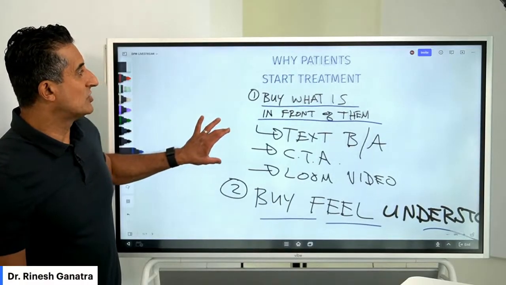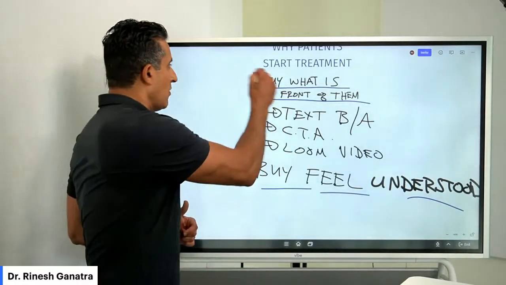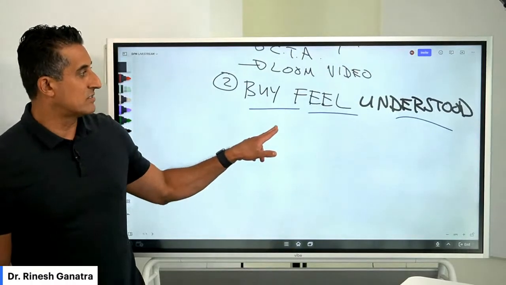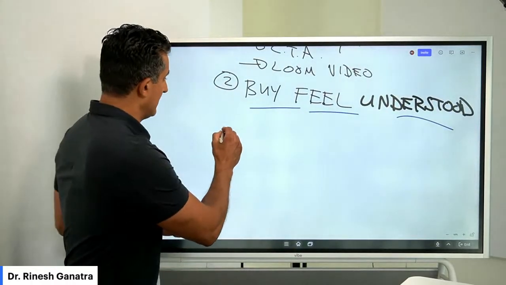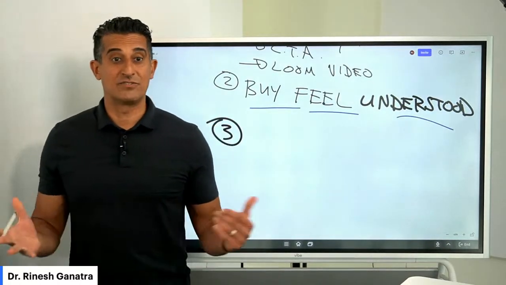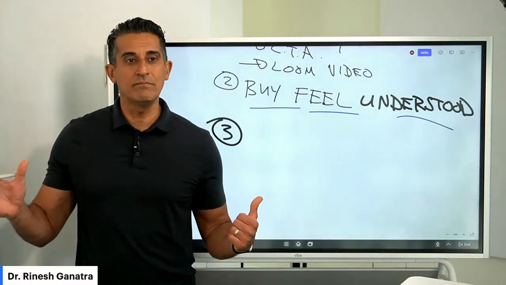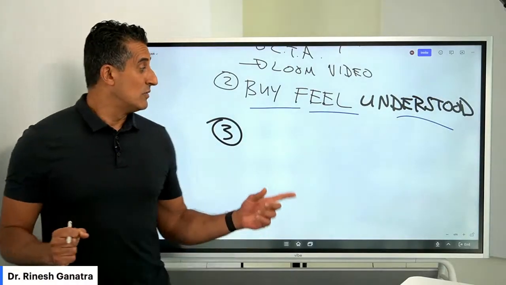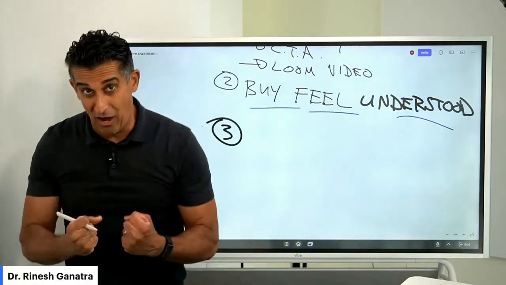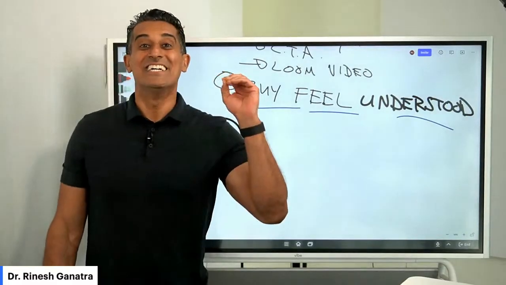We're going over why patients start treatment. Number 1 is people buy what's in front of them. Number 2 is people buy when they feel understood. Third reason, it's a big reason, and this is where a lot of clinicians miss out too. They don't optimize for this reason and they let the patient go and they don't really give them a clear outcome with a need to act, which is people buy when there's a reason to buy now, when there's a reason to buy today, when they're incentivized to take action today.